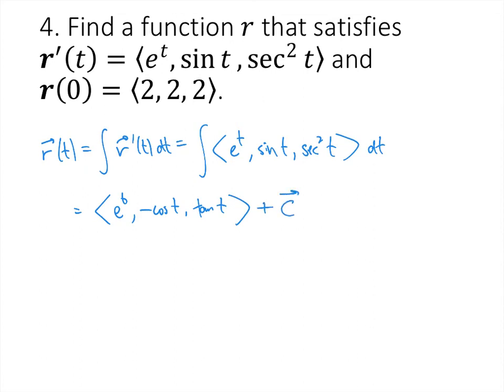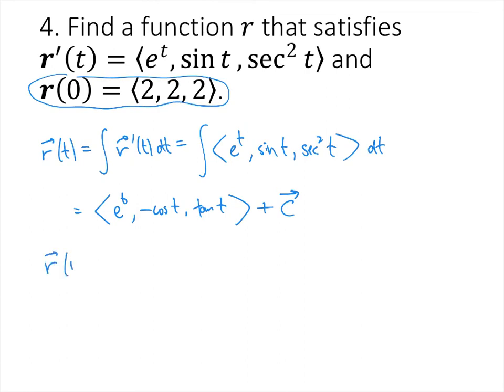And just like in Calc 1, whenever we do an antiderivative, we have a plus c. But in this case, the c is a constant. C is a vector, so it's a constant vector, and now our task is to figure out what that constant vector is. And we're going to use the fact that we know that r of 0 equals 2, 2, 2.